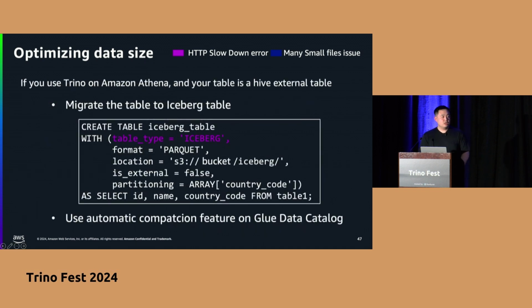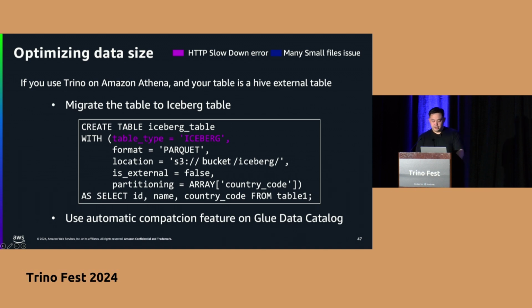If you use Trino on Amazon Athena and the table is a Hive external table, you cannot run the optimize command as shown in the previous slide. So in that case, one solution is to migrate to Iceberg table. Because Iceberg has the other feature that manages small files, by using this feature, you can merge small files into a larger file. You can manage the many small file issues without building custom pipelines, such as running the optimize command.